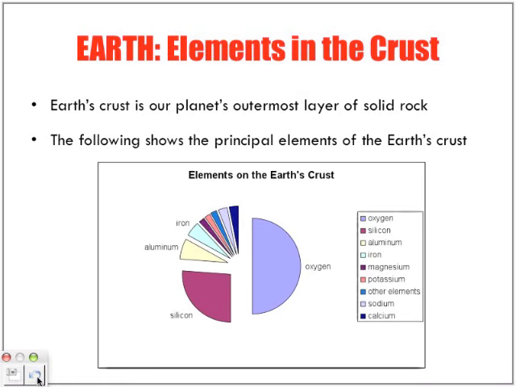So, Earth, elements in the crust. Earth's crust is our planet's outermost layer of solid rock. In this, we show some of the principal elements. Notice here, the majority of the Earth's outer layer, the Earth's crust, is actually made up of oxygen. Next, the most abundant non-metal, silicon. Together they form the rock, the sand. Okay? And then we have other things like aluminum and iron, but don't worry about those ones. But do know the fact that the majority of the Earth's surface is made up of oxygen and silicon. And we'll see a little more about that in a second.